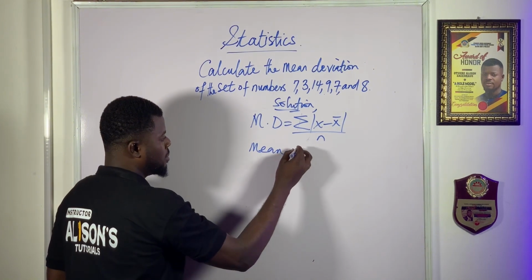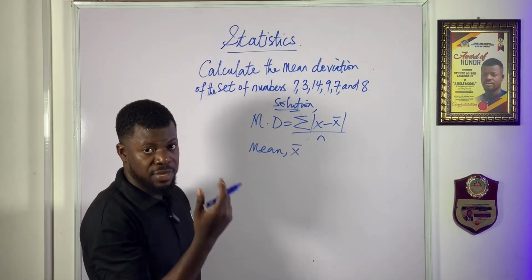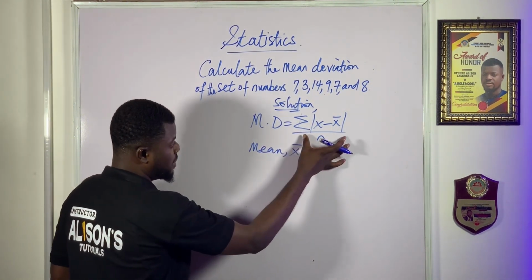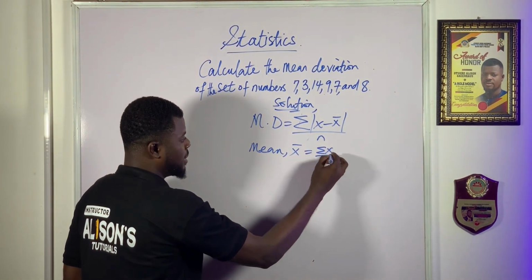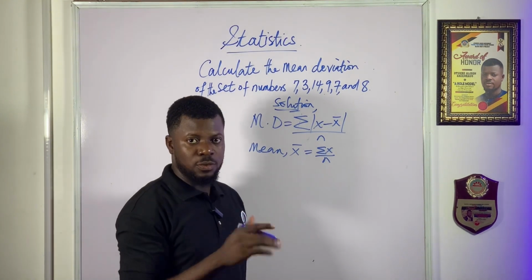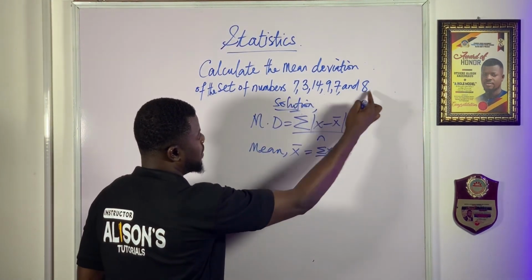And what does this mean? Keep in mind, mean is different from mean deviation. Of course, this is the formula for mean deviation. For mean, which is x bar, the formula is sigma x over n. That is the summation of x. What is this x? I told you x is each of these values you have here.